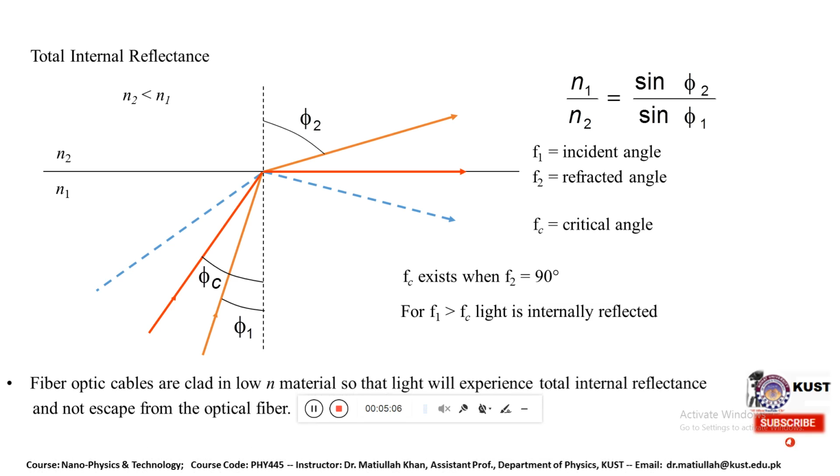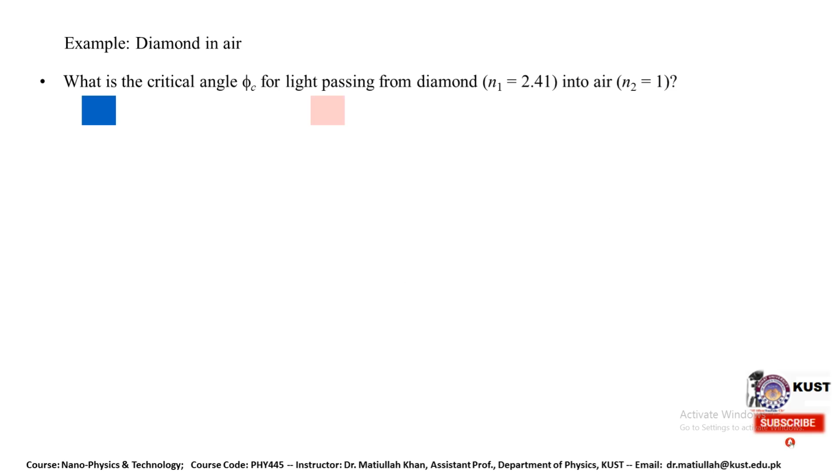Fiber optic cables are examples of total internal reflection, and they are created from low n material so that the light will experience total internal reflection and not escape from the optical fiber. This is widely used in a very wide range of applications for the transmission of data from one place to another.